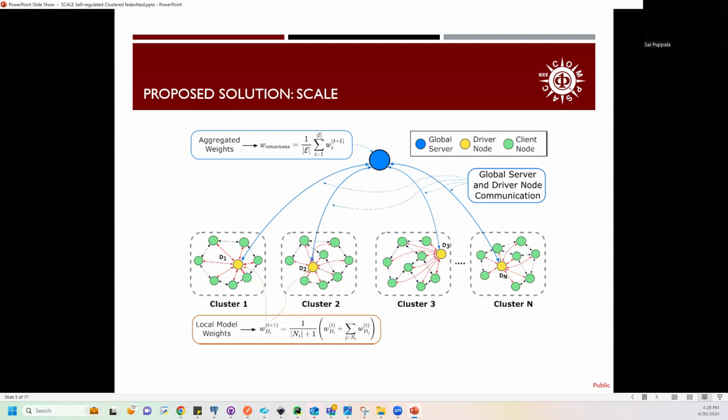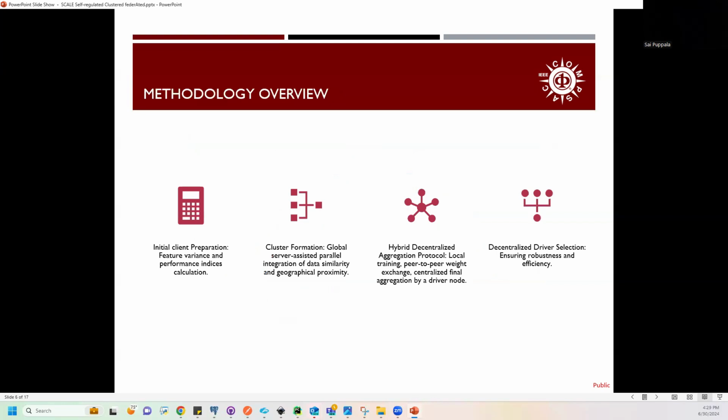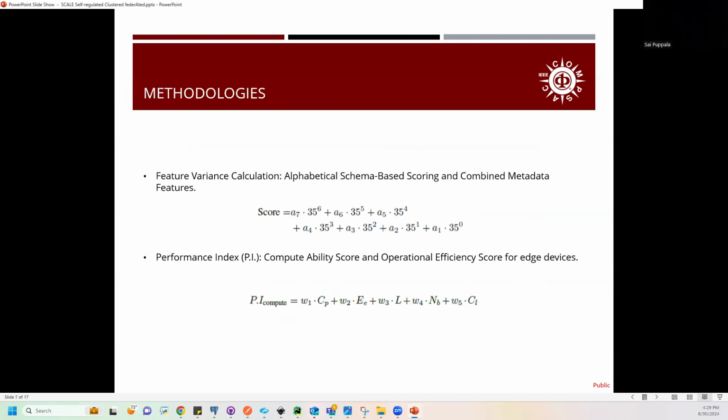To jump into the process of how this works, or how the clusters are formed, we'll go to the next slide. We have introduced something called feature variance, performance indexes, and proximity evaluation in our paper. To give you an example of what feature variance is, I would jump onto the next slide.